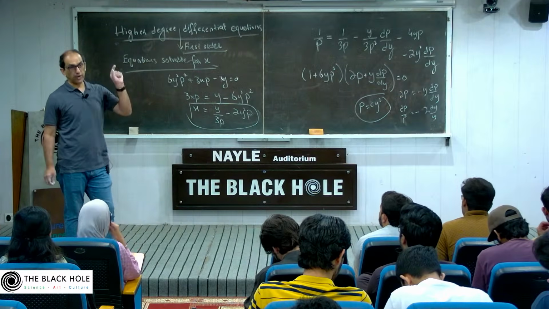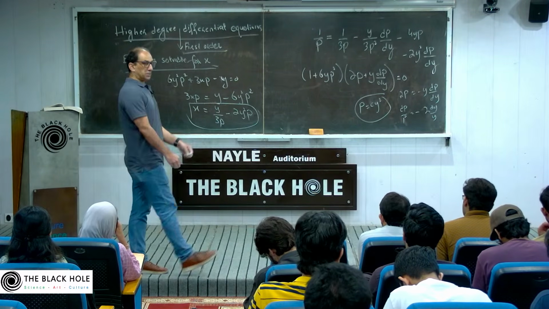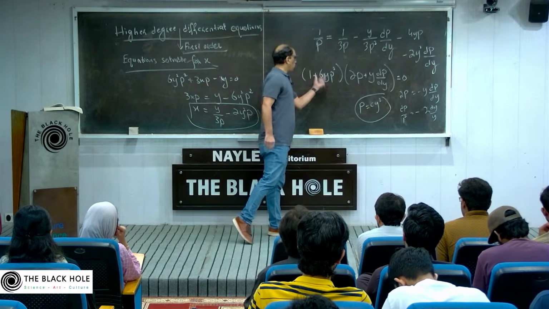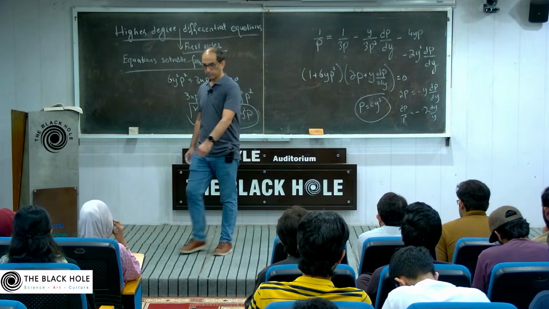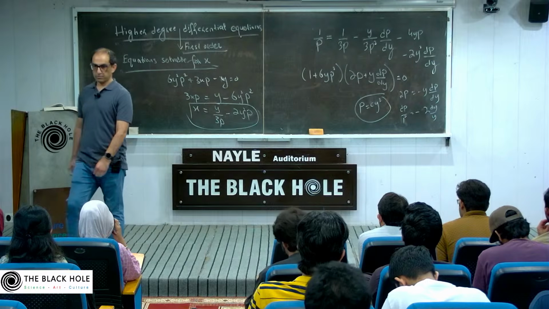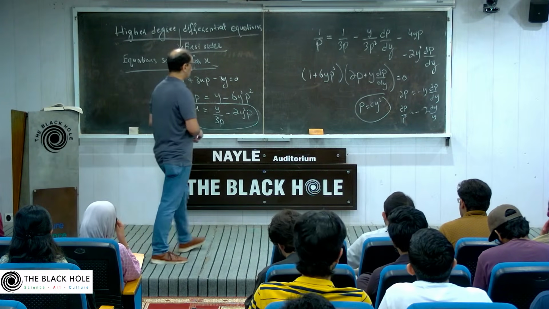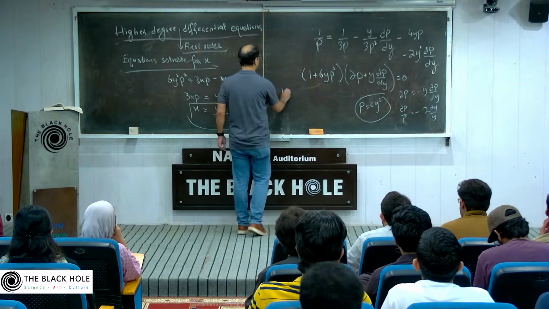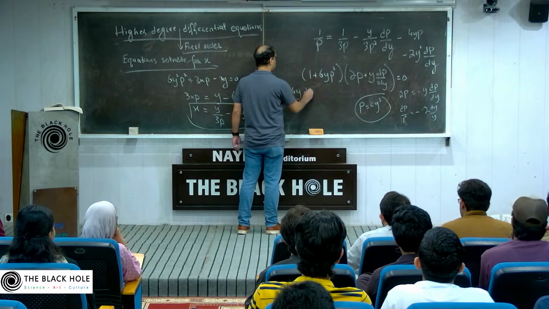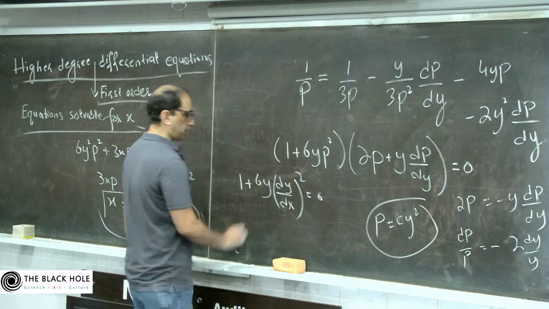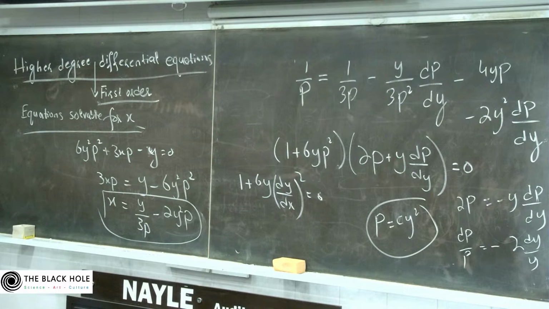What goes on top will become y squared, and you will have p is equal to cy squared. What about this one? What is this equation now? Do you know how to solve it? No, it cannot be solved.